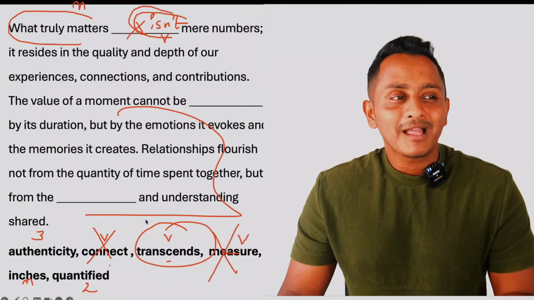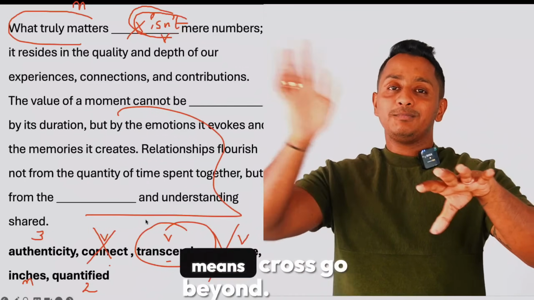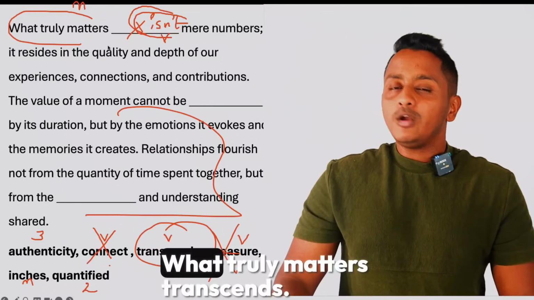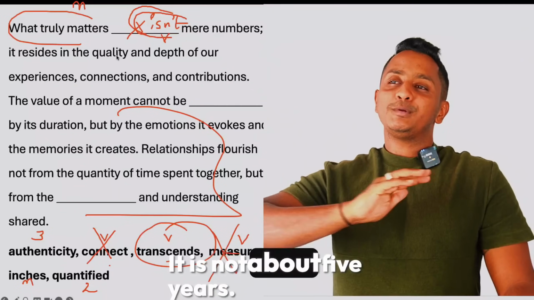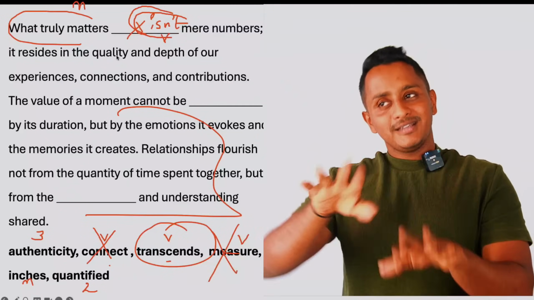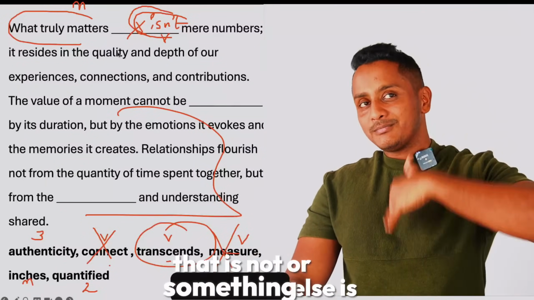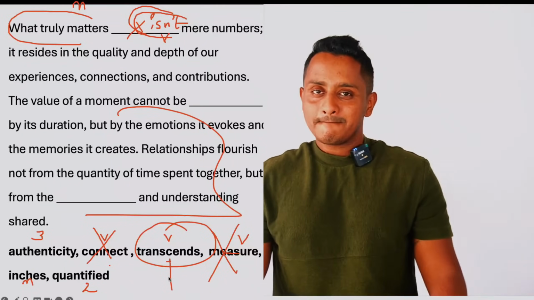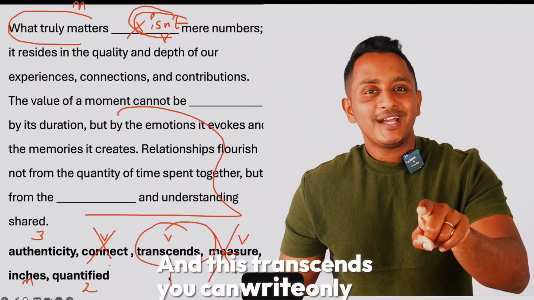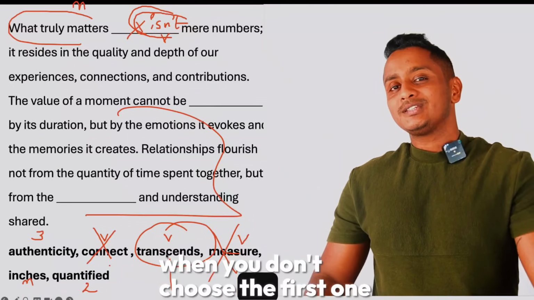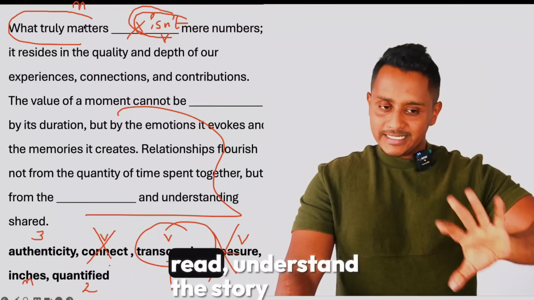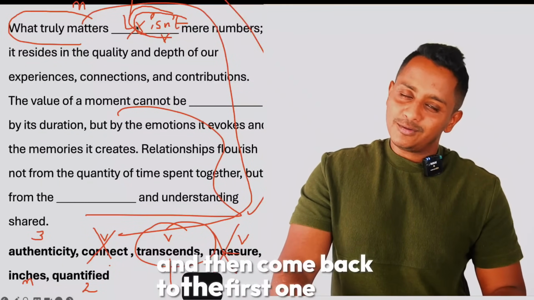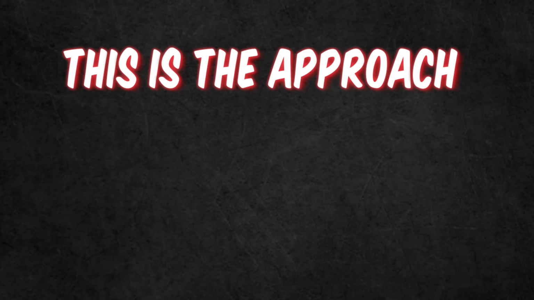Getting it? This particular word transcends means cross, go beyond. What truly matters transcends, goes beyond just numbers. It is not about the 5 years I spent. What matters is something else, something that is about transcending. And this transcends you can write only when you don't choose the first one on the go and have patience. Read, understand the story, and then come back to the first one and solve it. This is the approach. This is the skill.